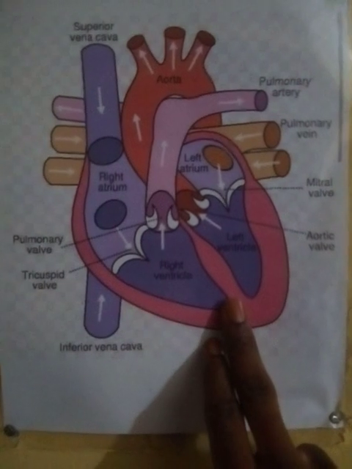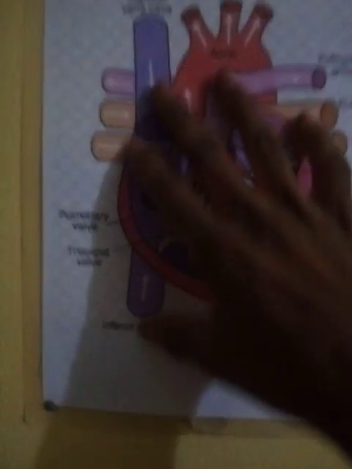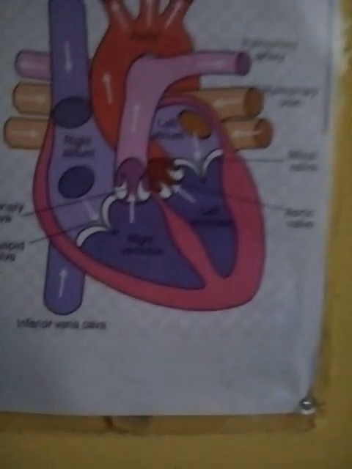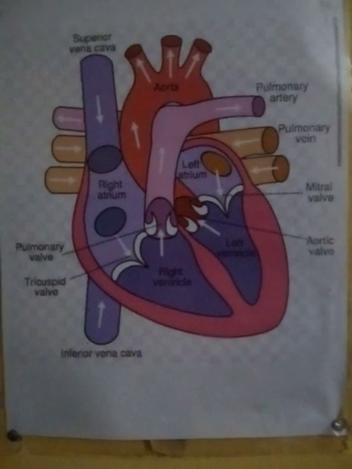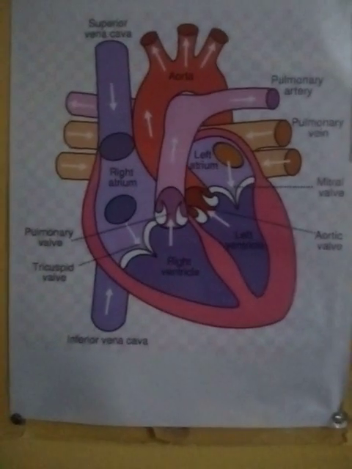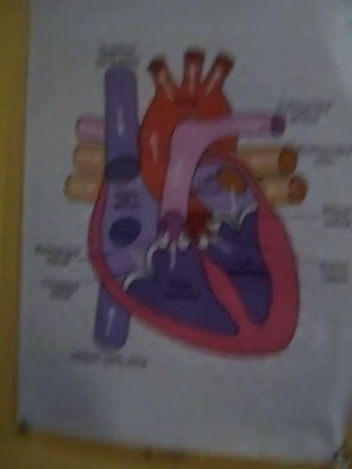Basically, I would like us to discuss the flow of blood through the heart entirely: where blood is coming from and where it's going. That is the process that blood undergoes before going through the body system. Now, this is what happens.